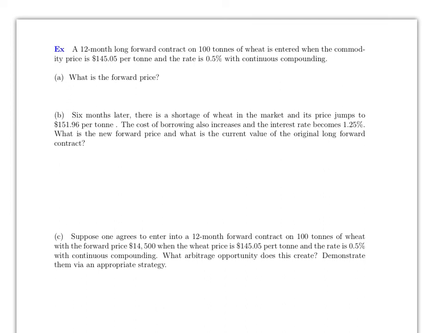Right, let's try another example. A 12-month long forward contract on 100 tons of wheat is entered when the commodity price is $145.05 per ton, and the interest rate is 0.05% with continuous compounding. So what is the forward price? Well, this is what we have here. T equals 1, S0 equals 145.05, and R equals 0.005.